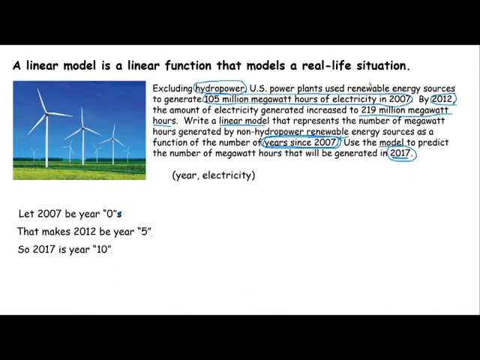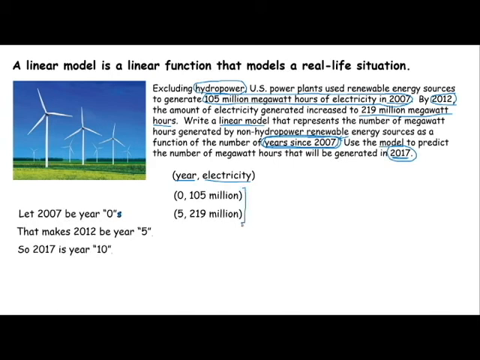I'm given a certain relationship. I'm given the number of years since 2007, and I'm given the amount of electricity that was produced that year. This is how I'm going to set up my coordinates. In the year 2007, or year 0, we generated 105 million megawatt hours. So that's going to be the coordinate 0, 105 million. And then in the year 2012, or in year 5, we generate 219 million megawatt hours.